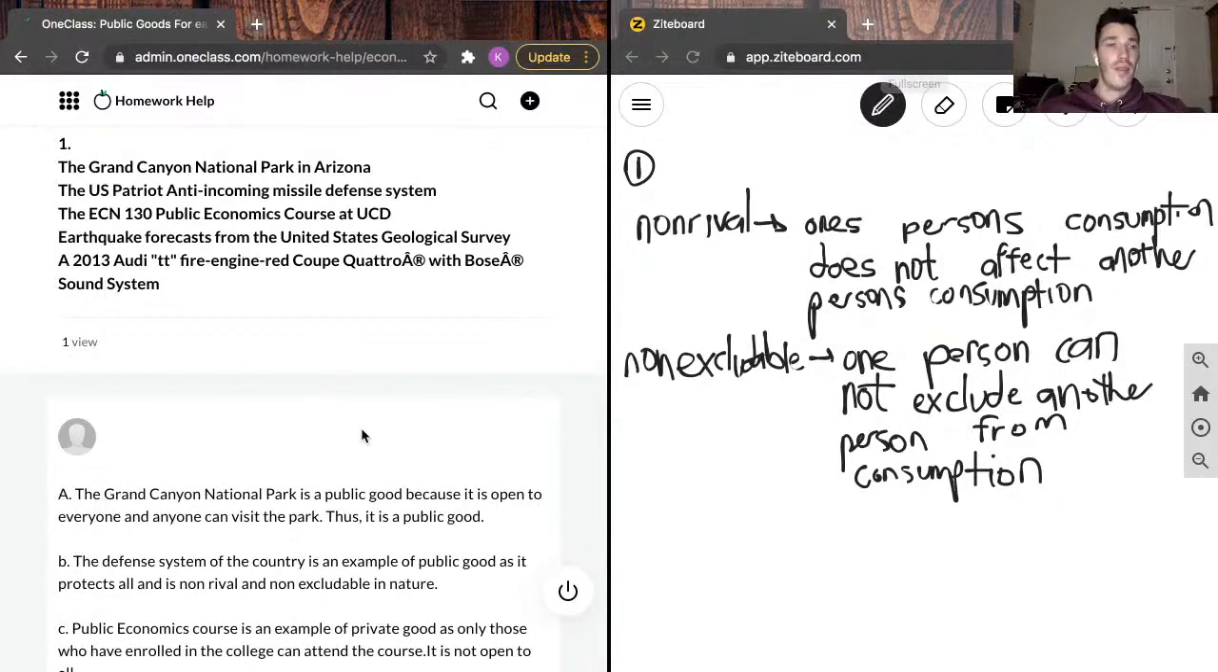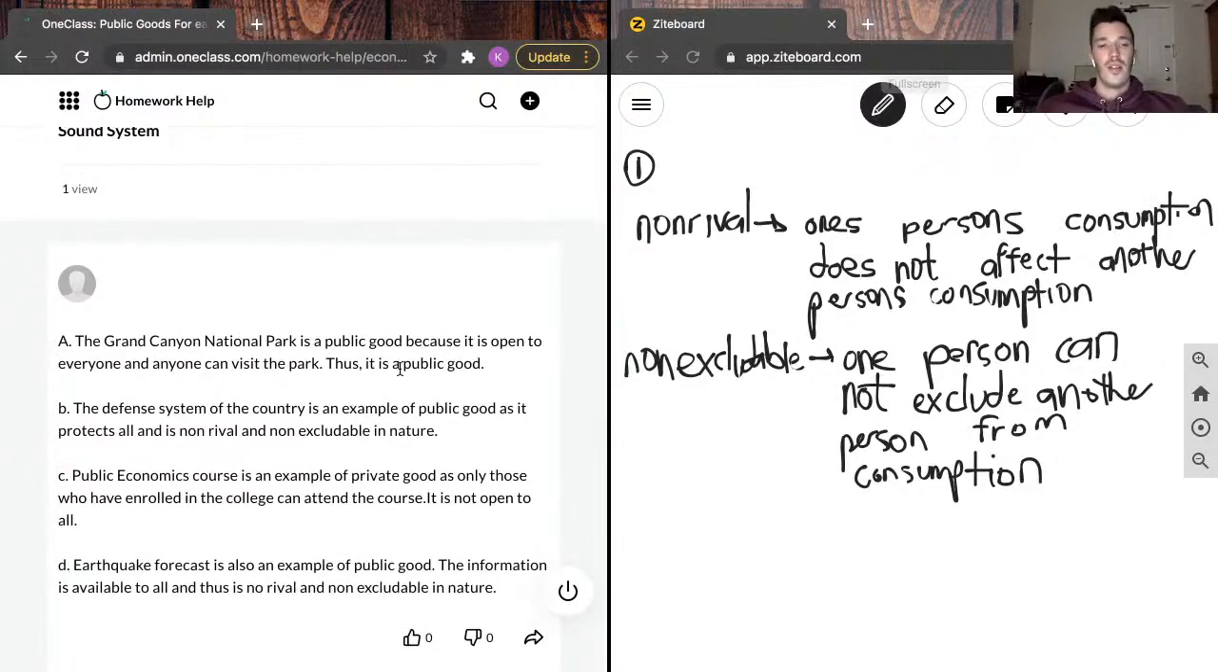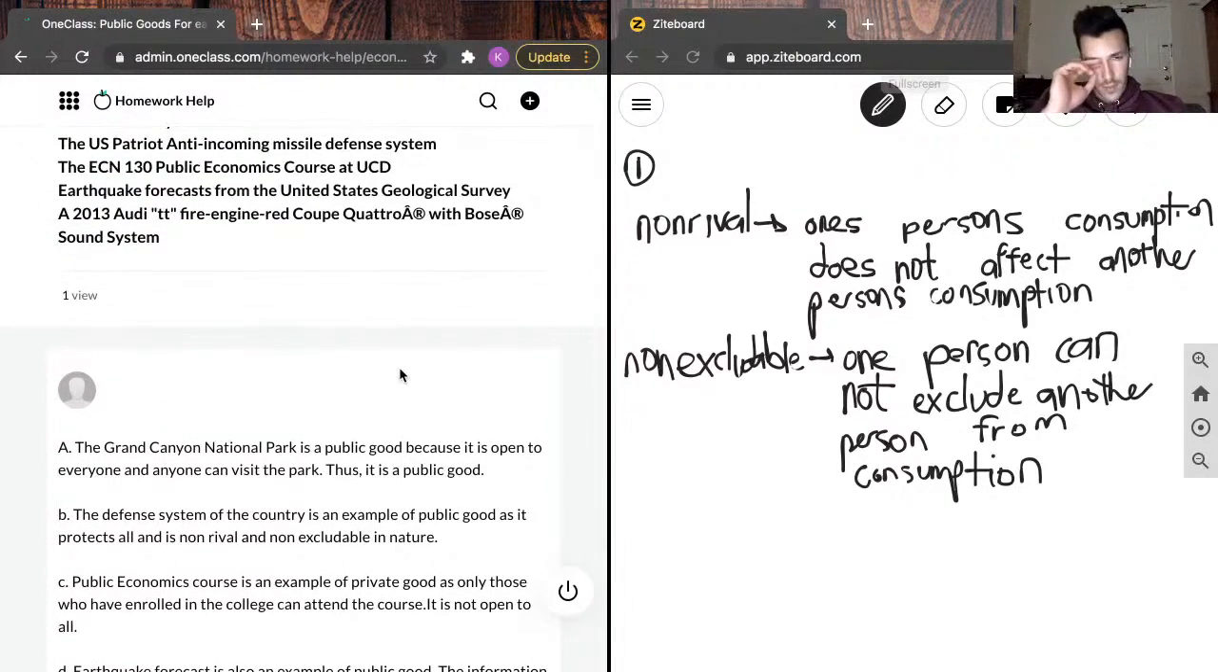Third, the ECN 130 Public Economics course at UCD. Our junior tutor wrote that the Public Economics course is an example of a private good, as only those who have enrolled in the college can attend the course. It is not open to all. So it is excludable because anybody that did not pay the fee to take the course is going to be excluded from consuming it. It is rival in that there will be a set number of seats in the course. So one person getting into the course means there's one less spot for you to try to attend the course.